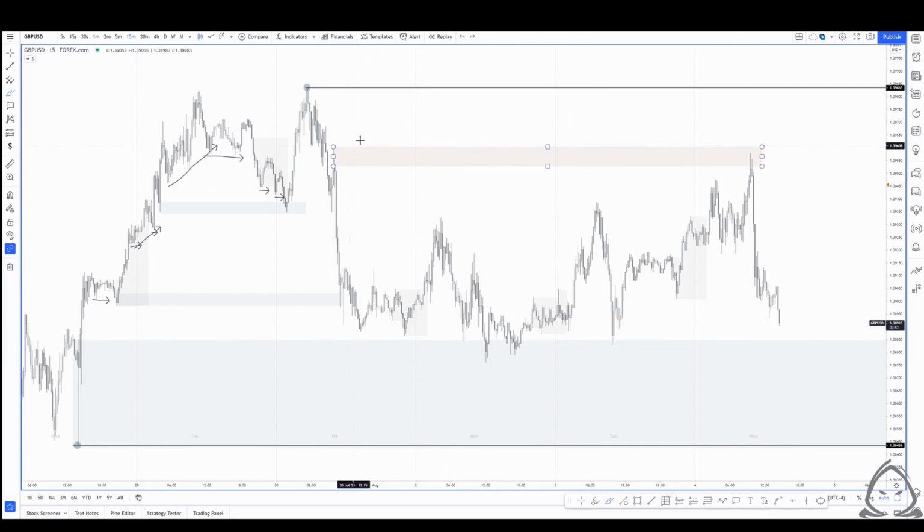But the big thing is the fact that we have this supply zone. It came from a flip from demand to supply, and we're starting to see it react with a strong reaction. We know that we have a lot of internal range liquidity that still exists here.